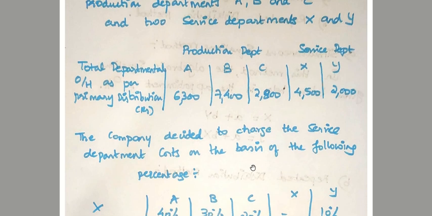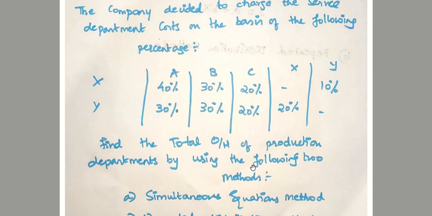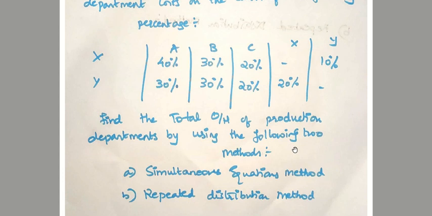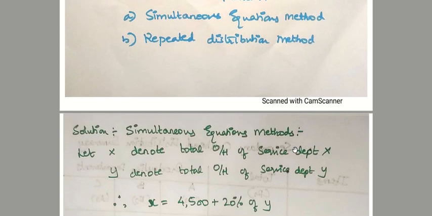So you will start with your overhead as per your primary distribution. Only then can we apportion it on the base of secondary distribution. The company decided to charge this departmental cost on the base of the following percentages. They have given the percentages of how to charge the service departmental cost to different departments. Find the total overheads of the production departments by using the two methods, simultaneous equation method and repeated distribution method.